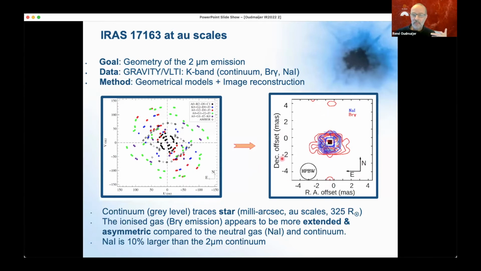So we see three different things. In the gray, we see the continuum, which we identify with the star. I will show you later on an SED where you see there's hardly any dust excess there. So we're looking at the star directly. It's also consistent with the brightness of the star.